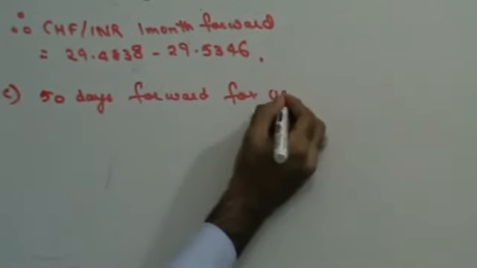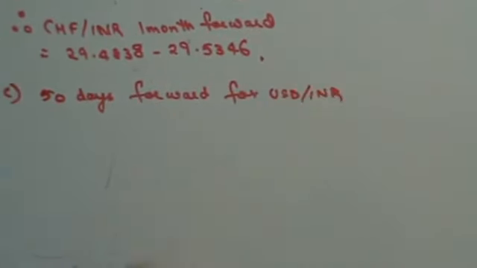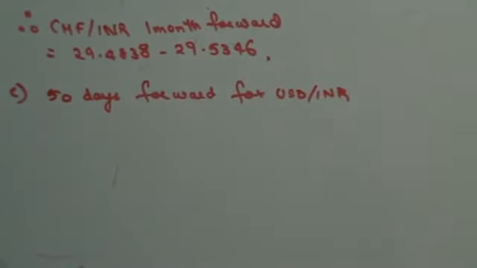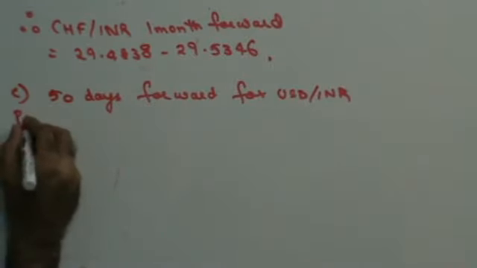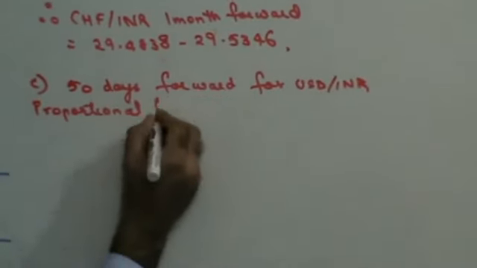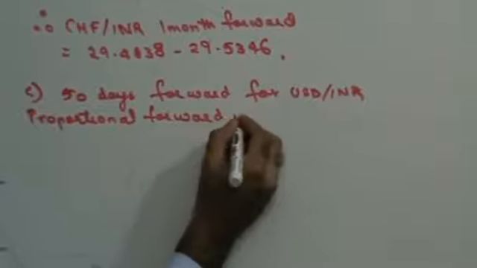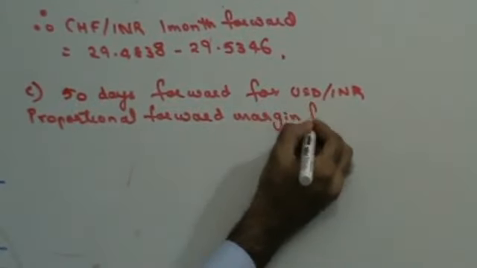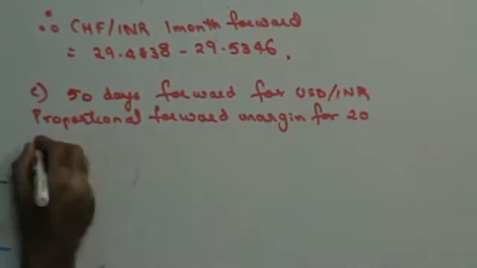Let's find out 50 days forward for USD INR, right? I already have 1 month forward. 50 days is nothing but 30 days plus 20 days. I already know the forward for 30 days. That means I need to know the forward for another 20 days, right? So I need to calculate the proportional forward margin for how many days? 20 days.